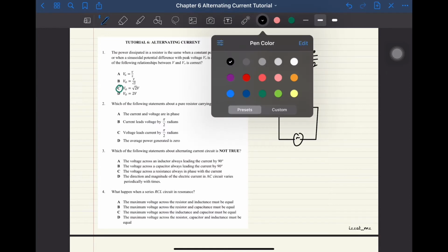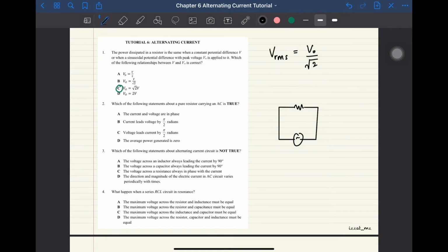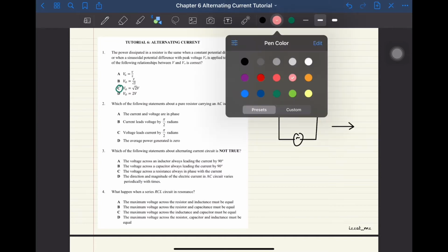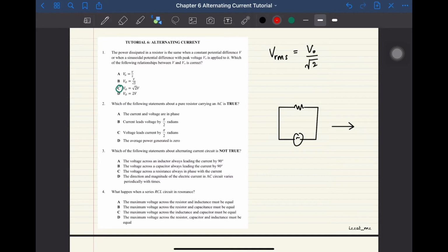So you can try to draw the phasor diagram. As I always told you, the current direction will be to the right, and then you have voltage which is in the same direction. So this is your V across the resistor, or VRMS. This one is your IRMS. So the current and voltage are in phase. So that's this A.